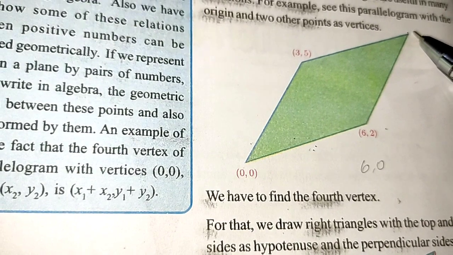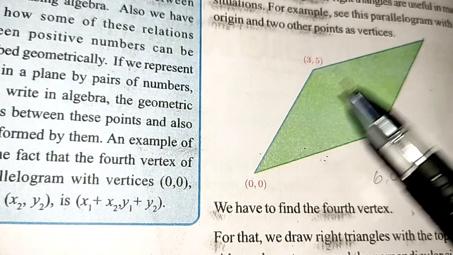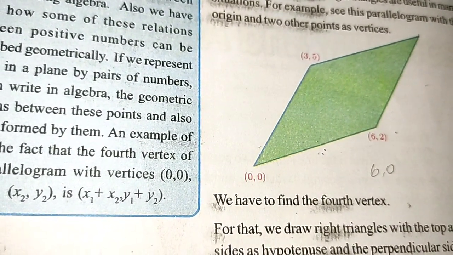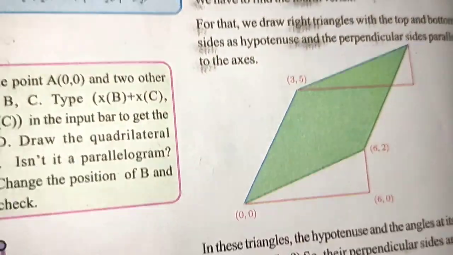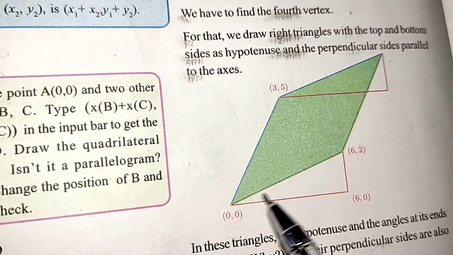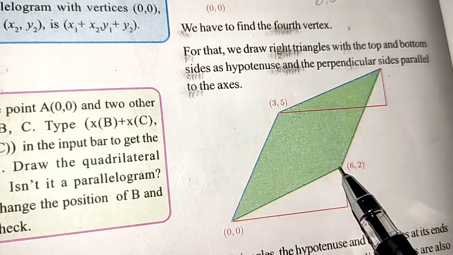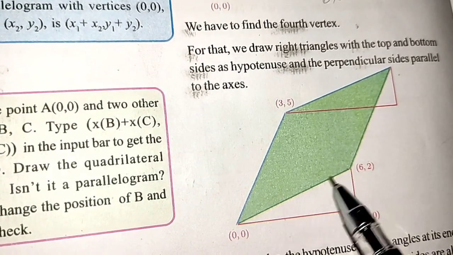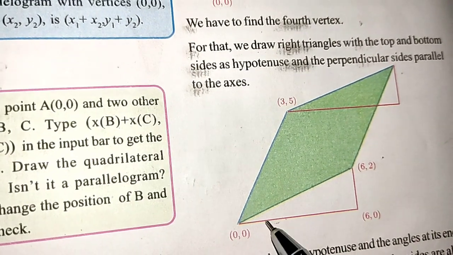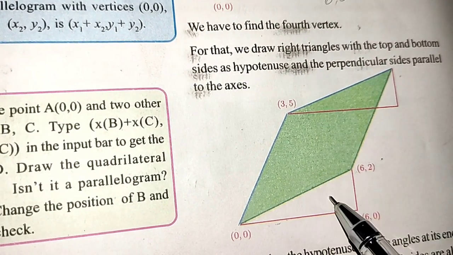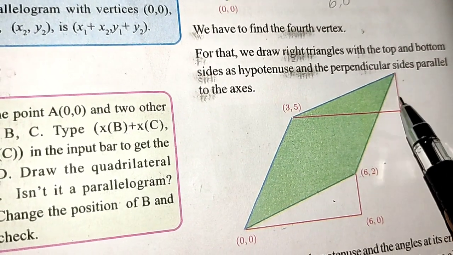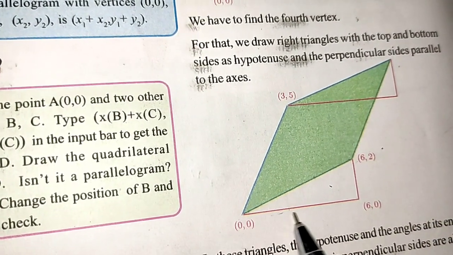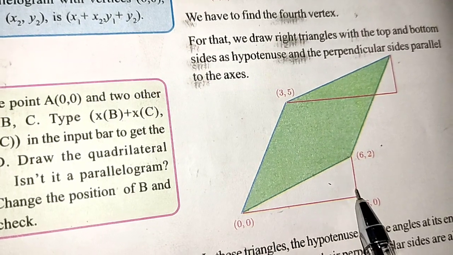To find the fourth vertex of this parallelogram, we need some steps. The first step is to draw two triangles with the opposite sides of this parallelogram as hypotenuse. Here we draw two triangles. This one is a right triangle. Similarly, here also we have a right triangle.